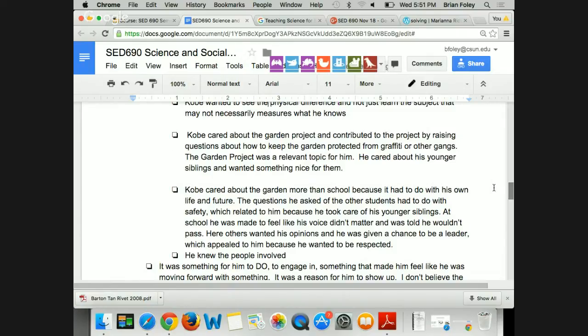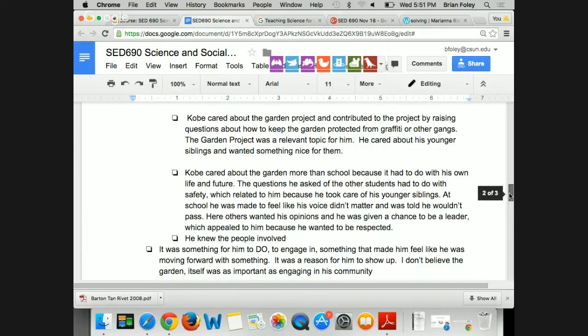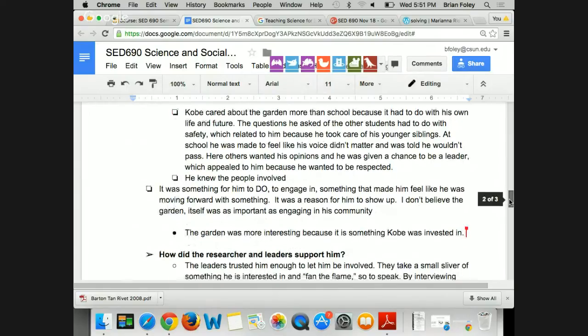So what was Kobe's relationship with school, though? We haven't said much about school here. Well, I just read something sad about his relationship with school.